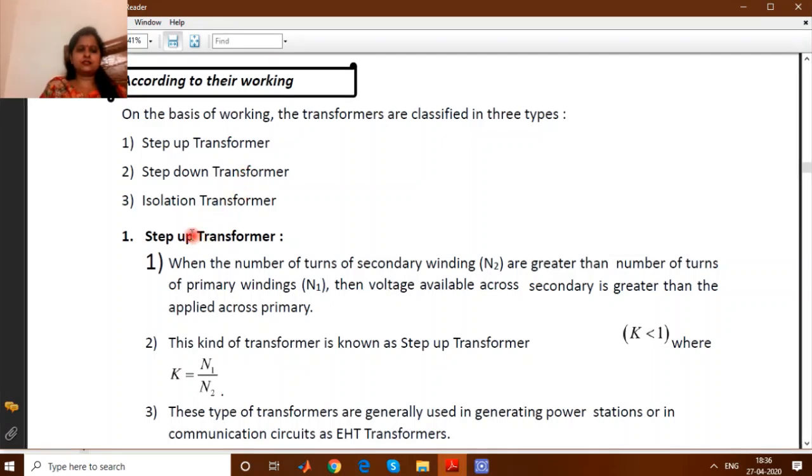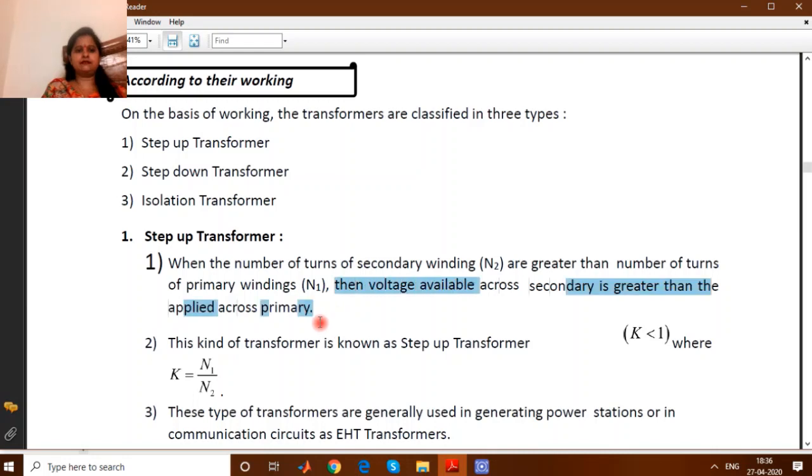So first we come to the step up transformer. What is a step up transformer? Suppose you have N1 turns in the primary winding and N2 turns in the secondary winding. If we want to increase the voltage level, we need a step up transformer. A step up transformer has more turns in the secondary winding, meaning N2 will be greater than N1.